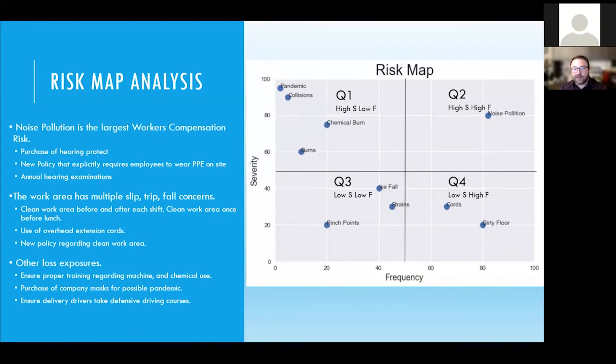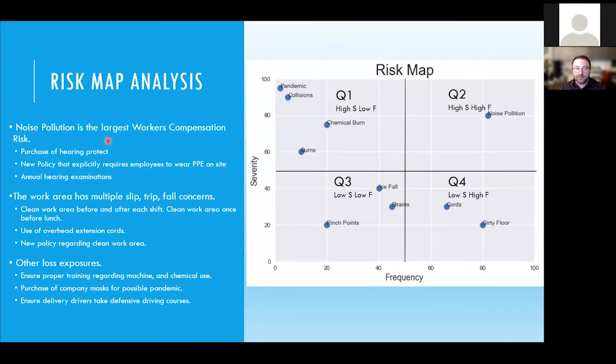And then finally, we have low severity, high frequency. This is where it's not too bad, but it's happening too much. We need to bring this over here. So noise pollution is the largest workers' compensation risk that they've identified.